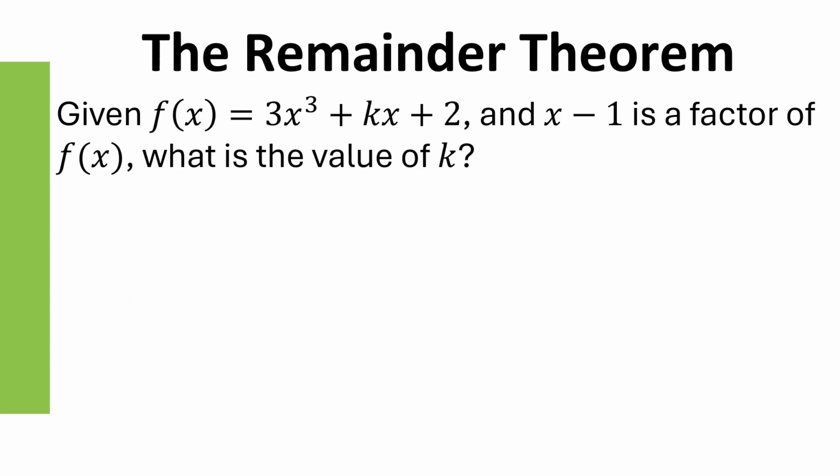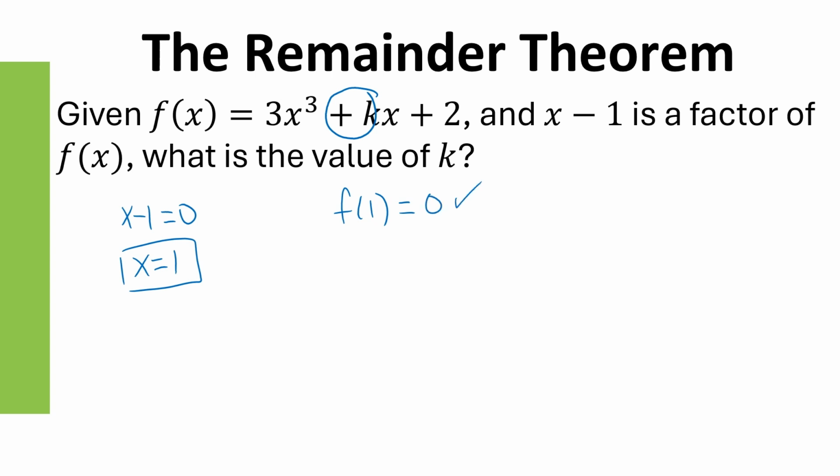From our earlier example, we know that if x minus 1 is a factor of this function, the remainder will be 0. So we can use the remainder theorem here to help us find the value of k. The first thing I'm going to do again is set x minus 1 equal to 0 and solve for x, so x equals 1. The remainder theorem tells us that if we plug 1 into our function, it's going to give us the remainder. Since x minus 1 is a factor of this function, our remainder is going to be 0. Now we can use this information to help us find the value of k.